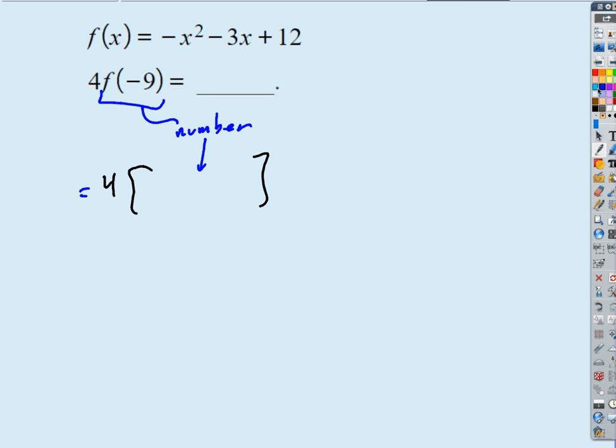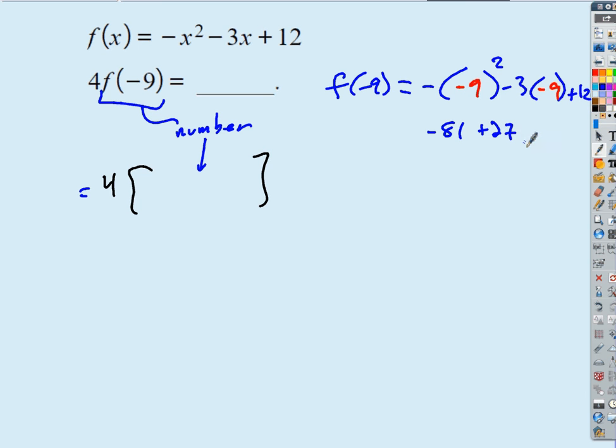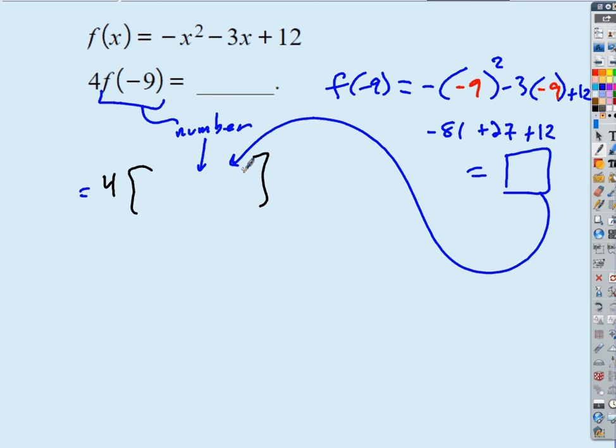If I plug negative 9 in, I just get negative x squared minus 3 times x plus 12, where x is negative 9, right? So what's that work out to be? Negative 9 squared is what? 81. 81 times negative 1 is negative 81. Negative 3 times negative 9 is plus 27, plus 12. That just gives me some number, and whatever that number is goes in there. Okay?